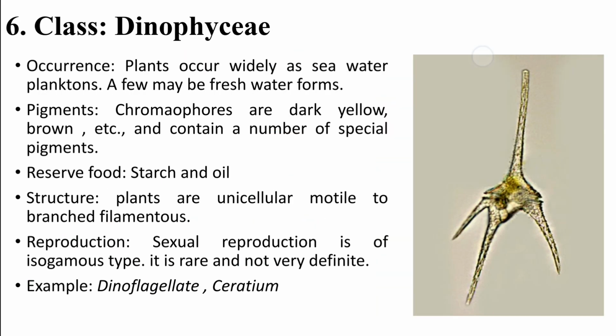Next, Dinophyceae, class 6. Plants occur widely in sea water planktons. Few may be freshwater. Chromatophores are dark yellow or brown in color. They contain some special pigments. Reserve food material, mostly starch and oil.